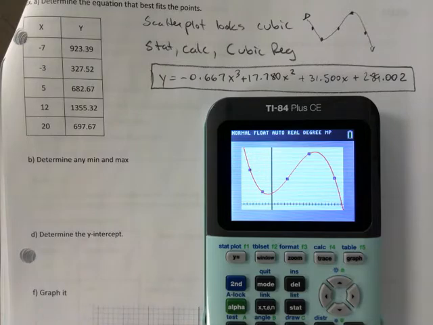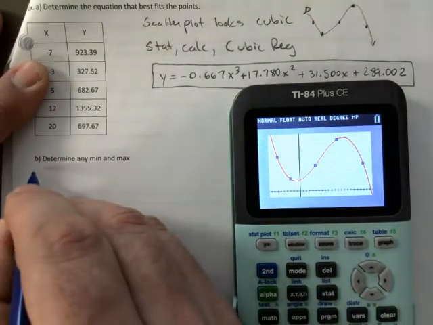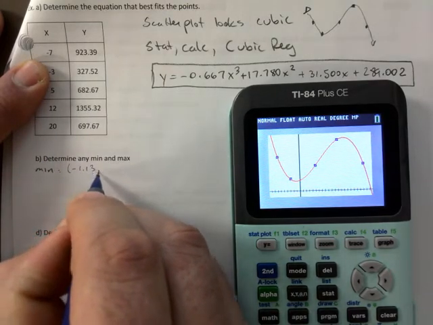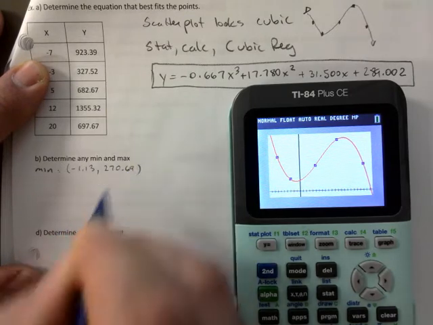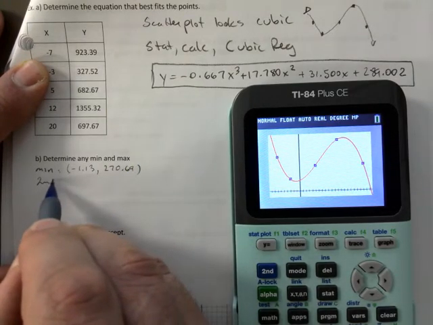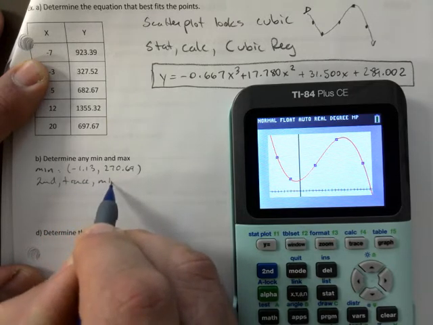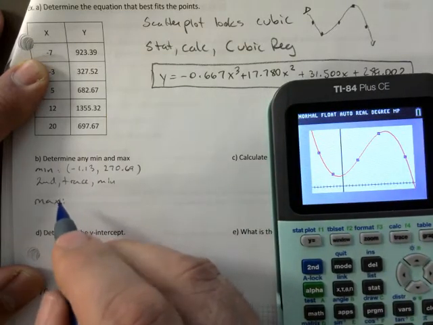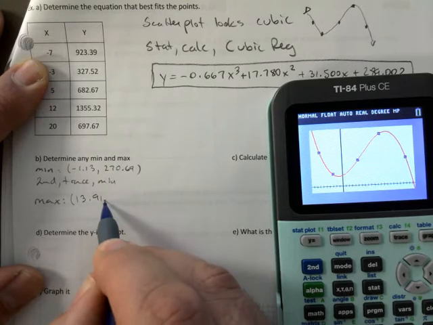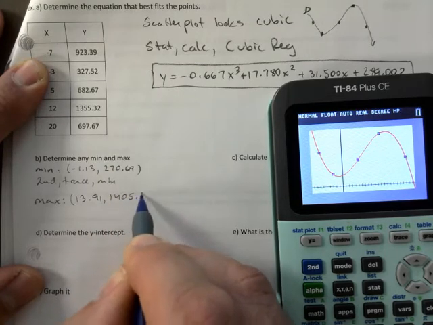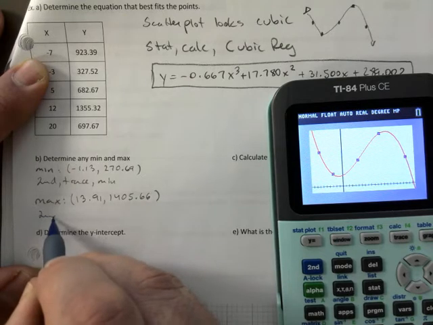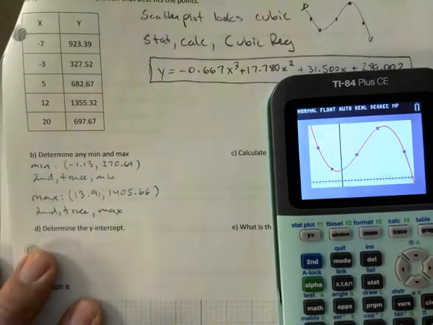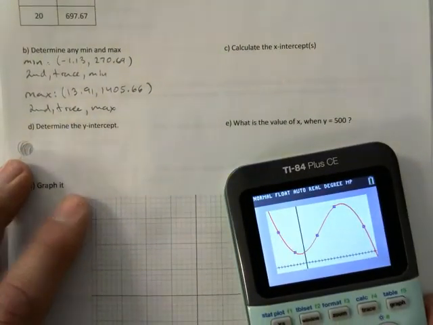I would like to graph this. So just trust me on this. Min, just write this down because I know you're pretty good using your calculator at this point. So just write this down, right? And I went second, trace, min for that, and then the max, the local max, right? Because it doesn't have a true min or a max. That would be 13.91, comma 1405.66, and I went second trace max for that one. Okay, just used the min and the max there.